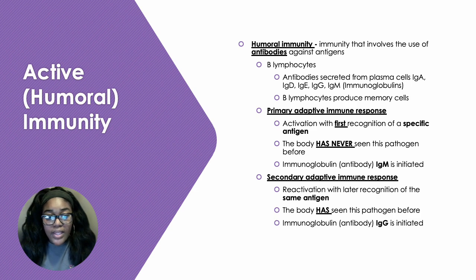So again, when there's a secondary adaptive immune response, the body has seen this pathogen before and therefore will mount a more aggressive response as a result. So again, the immunoglobulin that is involved with this immune response is IgG. When it's the primary, it is IgM.